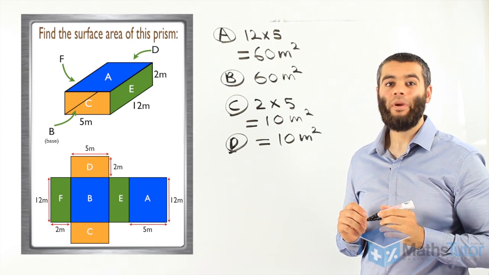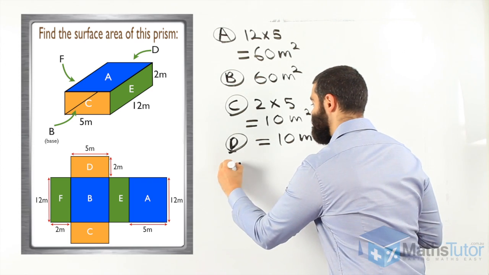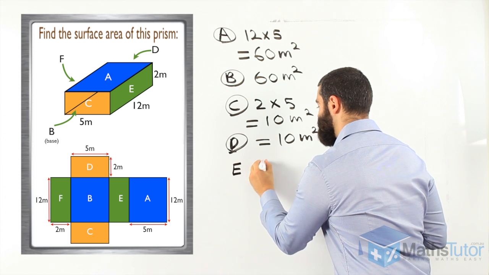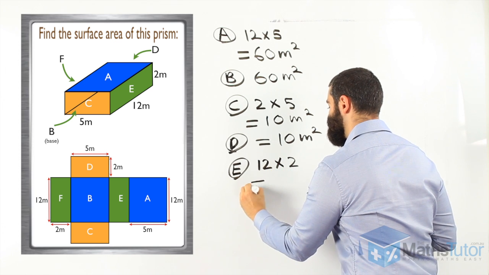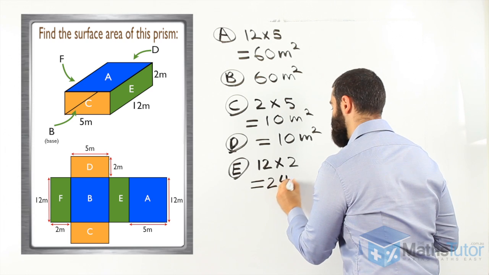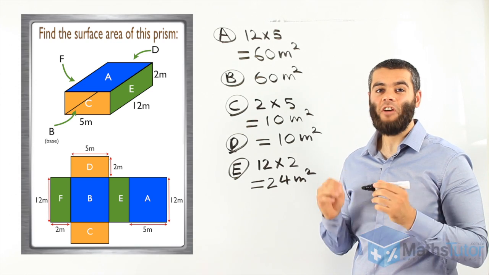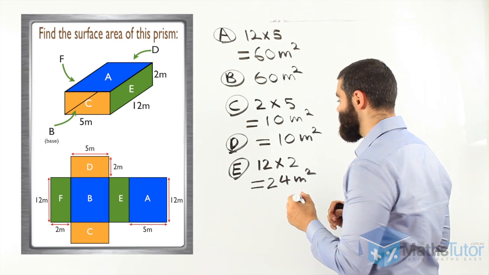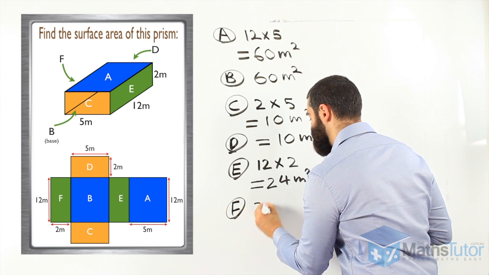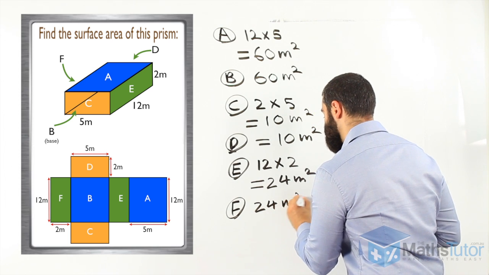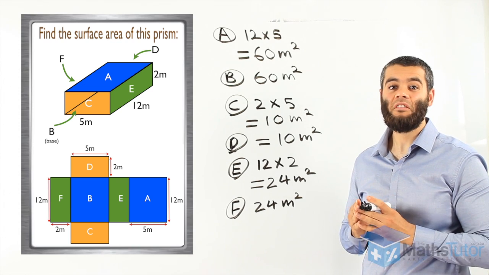Now, what next? We have 2 more faces. Face E, 12 times 2, 24 square meters. And of course, face F is opposite. It has the same size, meaning it's going to be also 24 square meters. Have we found out the area of all 6 faces?